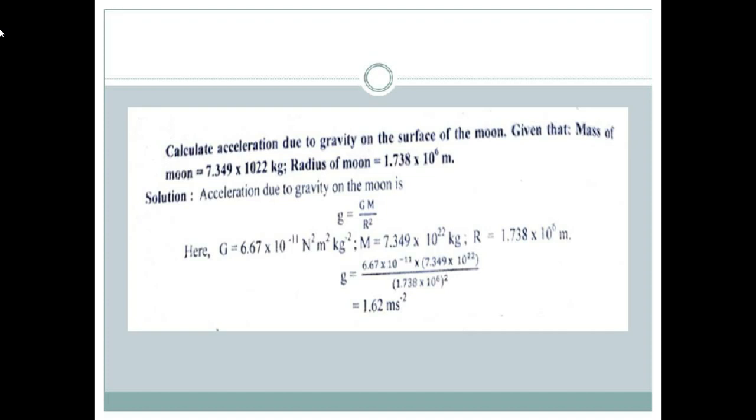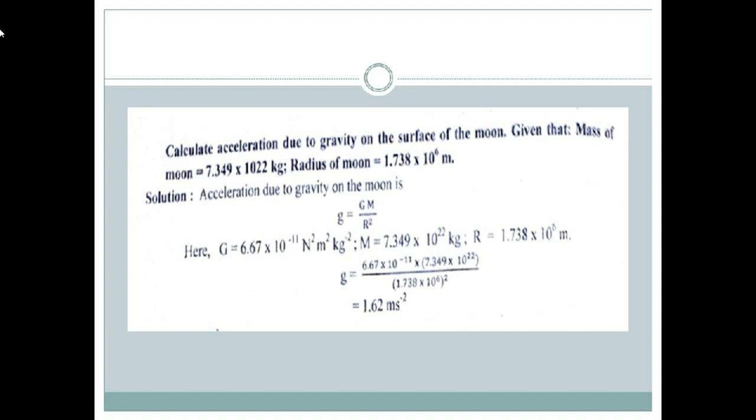Calculate acceleration due to gravity on the surface of the Moon. Given that mass of the Moon is equal to 7.349 × 10^22 kg. There is a printing mistake, they wrote it as 10^2; it is 10^22 kg. Radius of the Moon is equal to 1.738 × 10^6 meters.